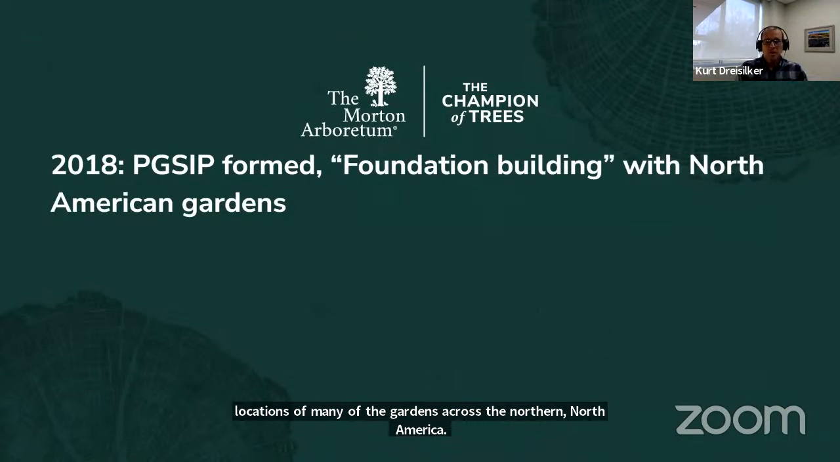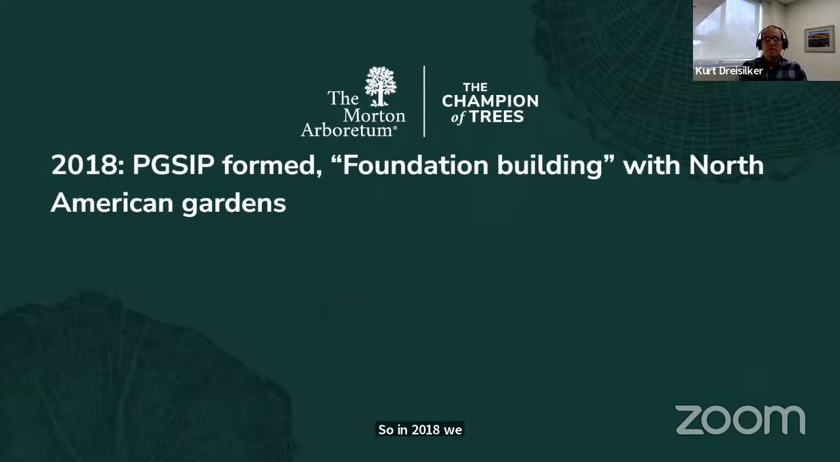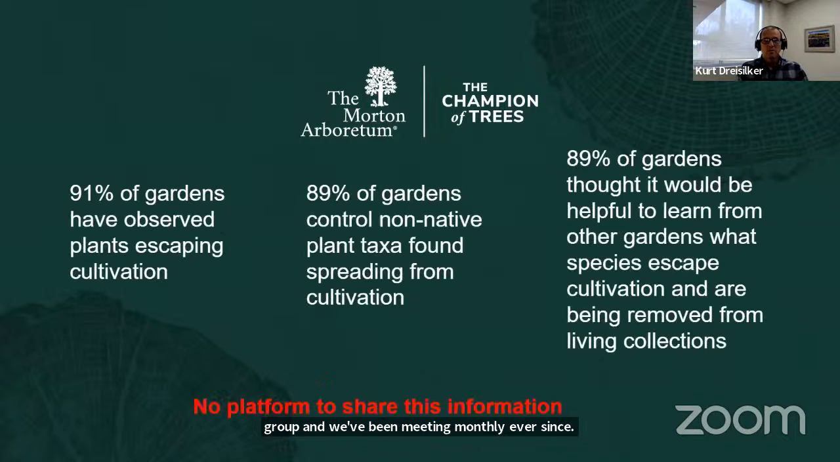So in 2018, we officially formed the working group, and we've been meeting monthly ever since, including through the present time. We did some foundation building first. We had to understand exactly what was happening. What were people thinking across the garden industry?